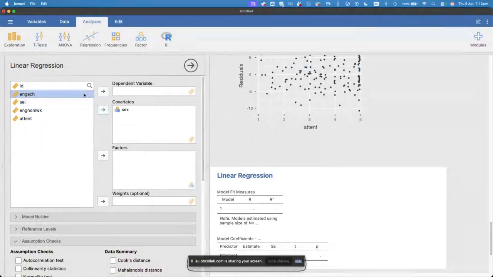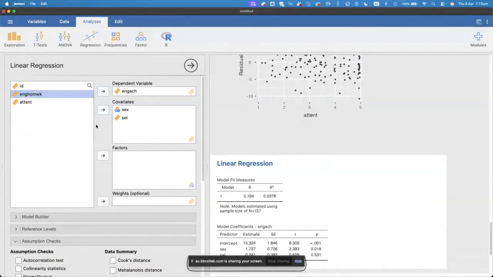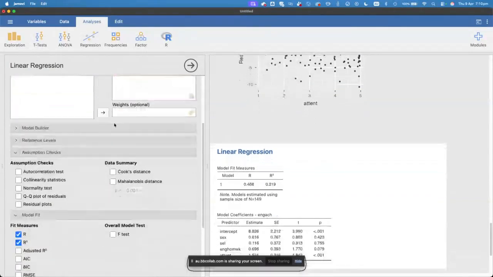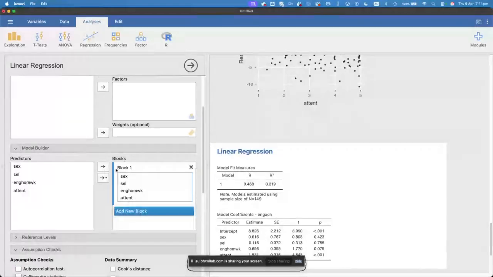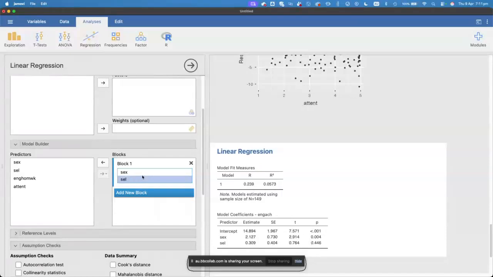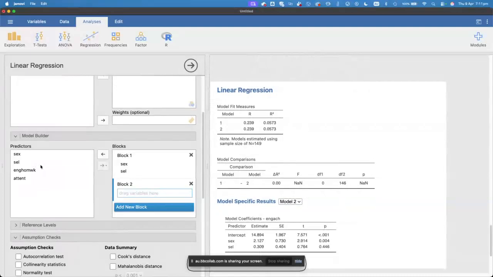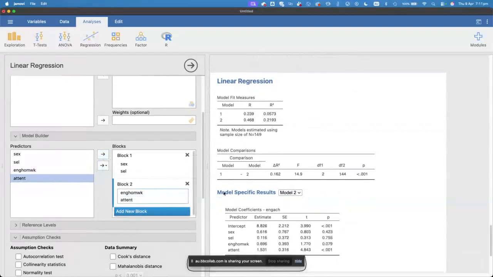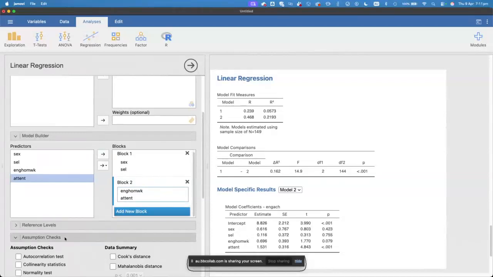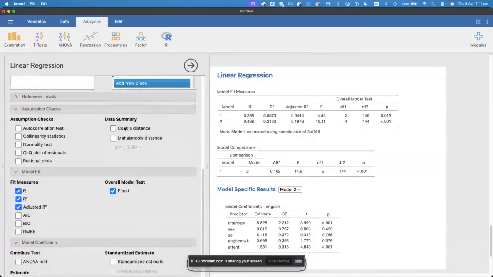So we'll put sex and socioeducation level of the parents as covariates, English achievement as a dependent variable. And we could put the other two in as well, because we're going to use model builder. And so we want sex and socioeducation level of the parents as model 1, and model 2 to include English homework and attention. And then we want to select the usual statistics that we're needing here.